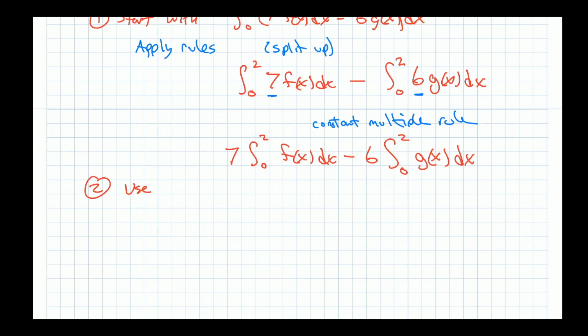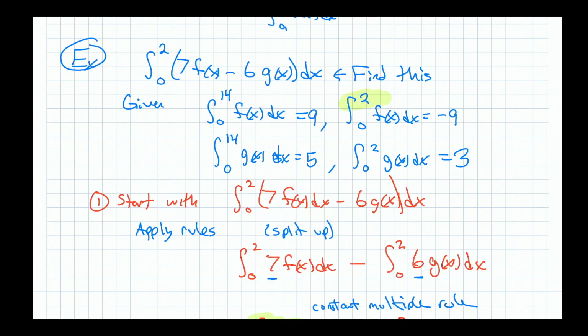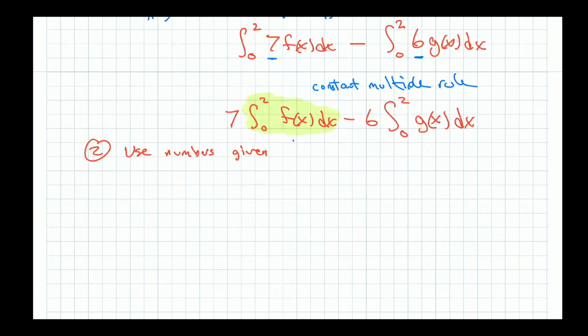At this point, what you want to do is just use the numbers that they gave you. Right here I have an integral from 0 to 2 of f of x. Now look up here. Where is that? Here it is. 0 to 2 of f of x is negative 9. So I know this is negative 9.